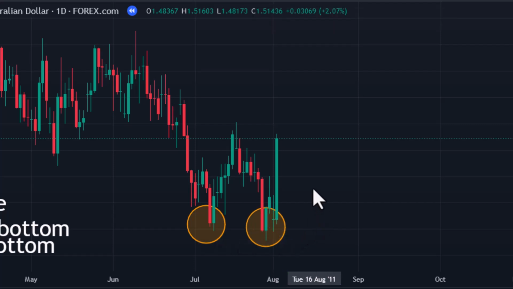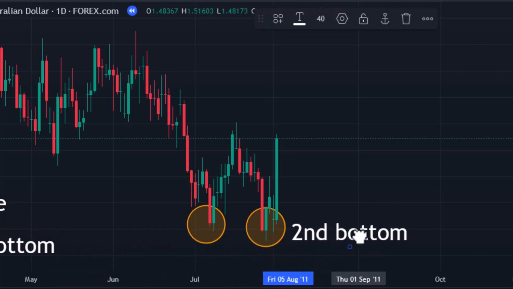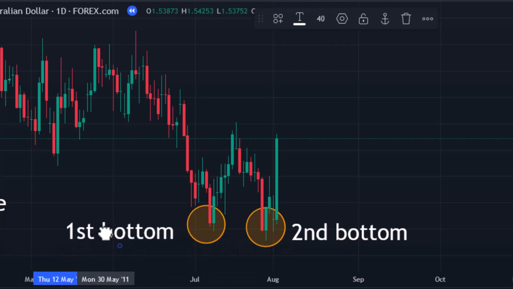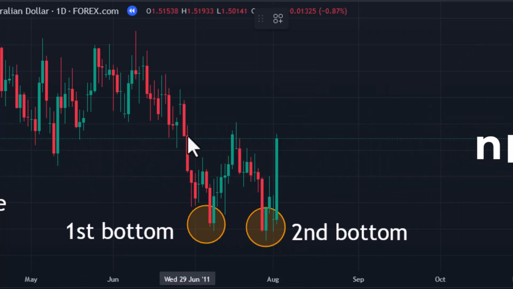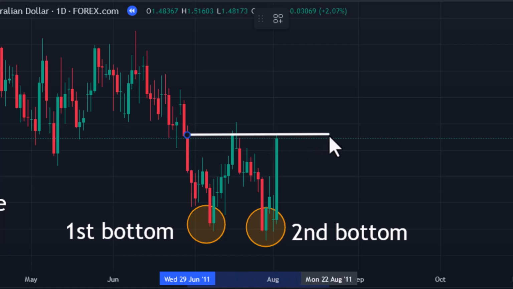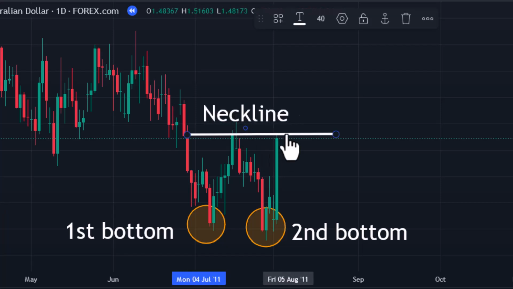So as you can see, price came down to form this double bottom. This is the first support, and this is the second support, called the bottom. Then we have this first support here. So the first support and the second support make it the double bottom. Then we have the neckline here. At this neckline, that is where we are expecting a breakout.